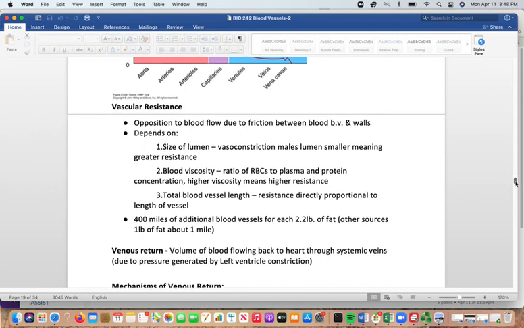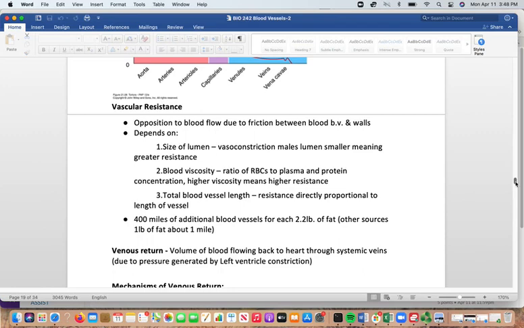Vascular resistance is the opposition of blood flow due to friction between the blood and the vessel walls. This is going to depend on a few different things. The size of the lumen. So vasoconstriction makes the lumen smaller, and that's going to increase the resistance. If you think of a real life example, imagine you're drinking through one of those coffee stirring straws that are really skinny. It takes more pressure to draw the fluid up through one of those than it does a regular straw.